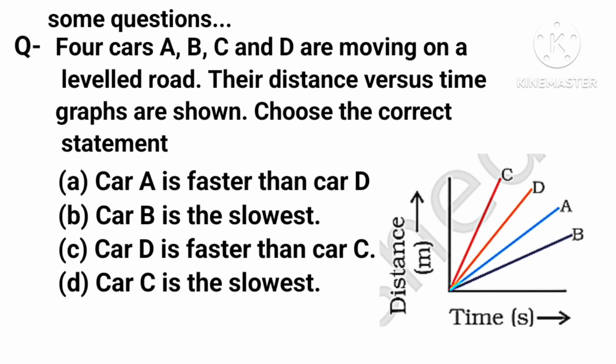Here is another question. Four cars A, B, C and D are moving on a leveled road. Their distance versus time graphs are shown. Choose the correct statement. A: car A is faster than car D. B: car B is the slowest. C: car D is faster than car C. D: car C is the slowest. Using the property in a DT graph that increasing slope increases speed, we can say B is true.